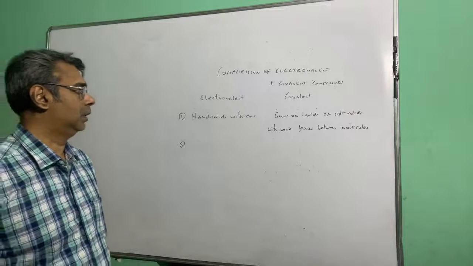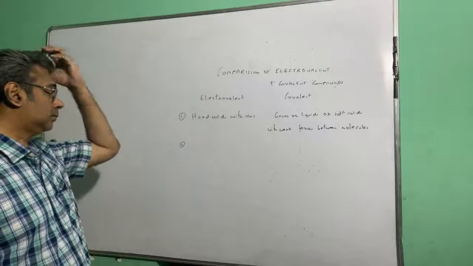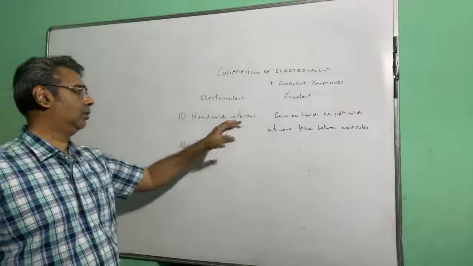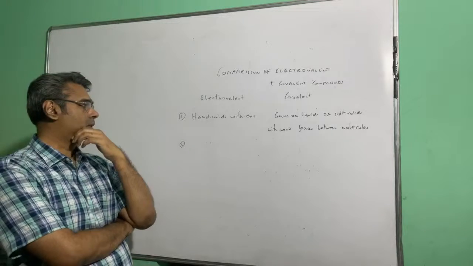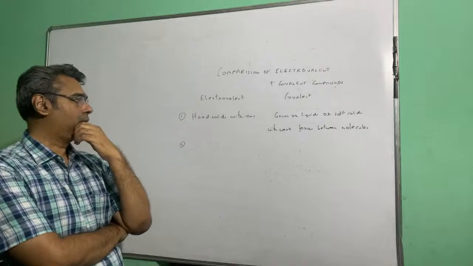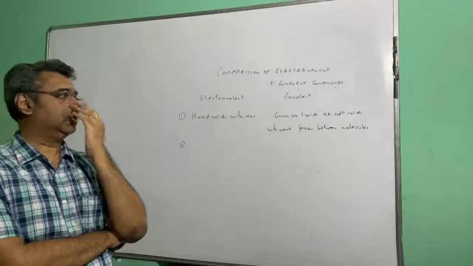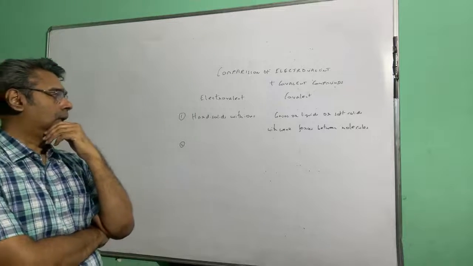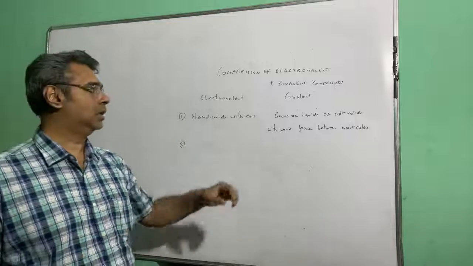Okay, first comparison between electrovalent and covalent. Number one, electrovalent compounds are hard solids with ions. All electrovalent compounds are actually hard solids with ions. They have ions, and those ions attract each other, and that is why they are hard solids.